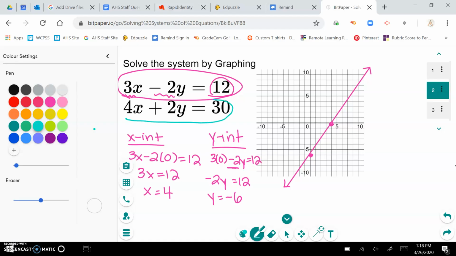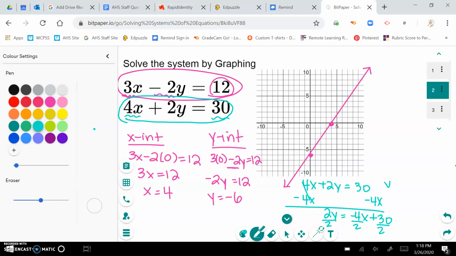When I look at my second equation, I see that my coefficient of x won't divide evenly into my constant term. So I don't want to solve this using intercepts. So I'm going to solve it for y. So I'm going to have 4x plus 2y equals 30. The first thing I'll do is subtract the 4x. So I get 2y is equal to negative 4x plus 30. Divide everything by 2, which will give me y equals negative 2x plus 15.